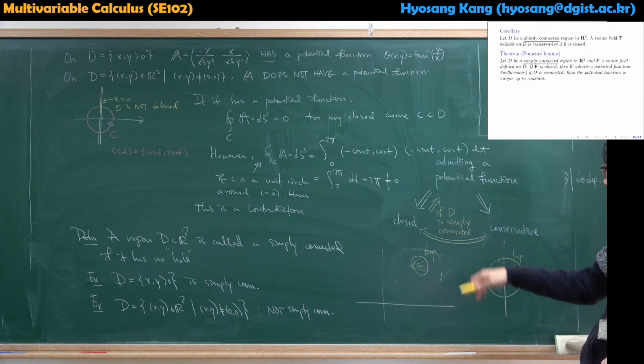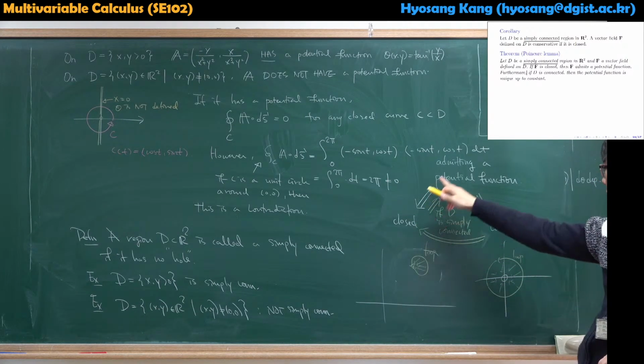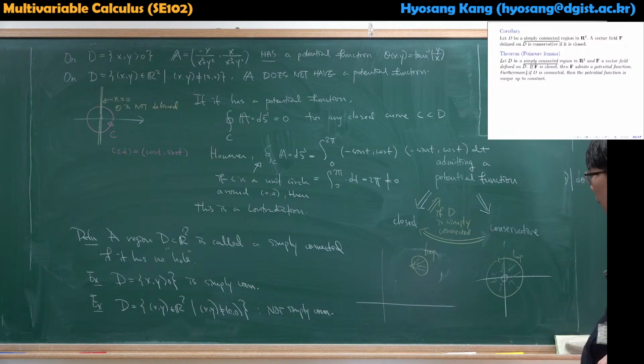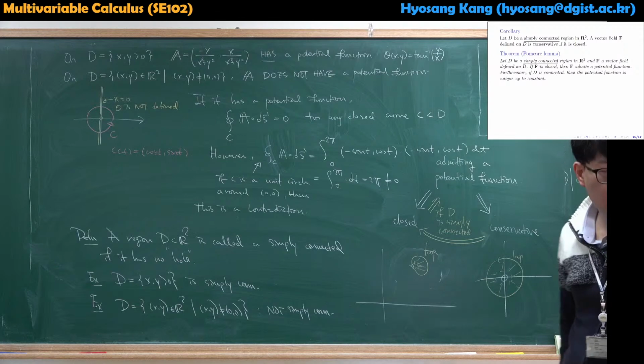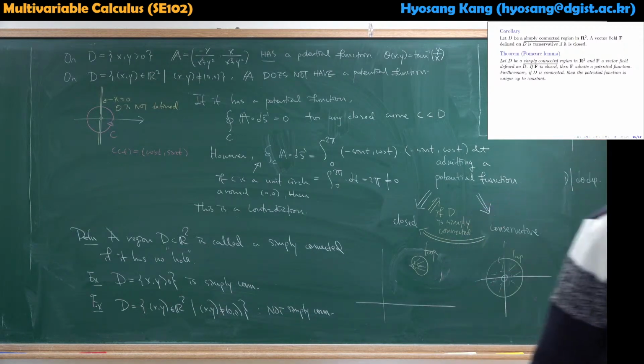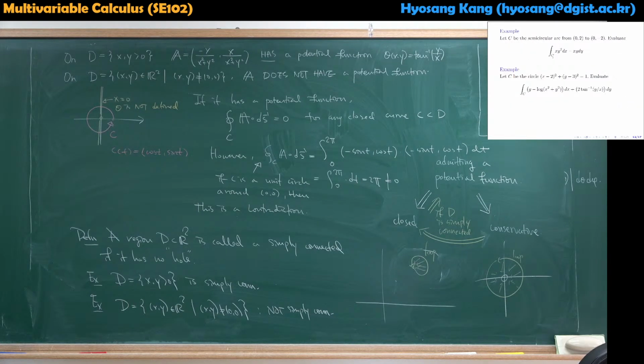So if D is simply connected, then conservative implies closed. So all three things are equivalent, right? It's a circular implication here. Let me change the slide a little bit, maybe I omitted some important remark. Anyway, we have this lemma that we are going to cover next time. And let's look at some examples.